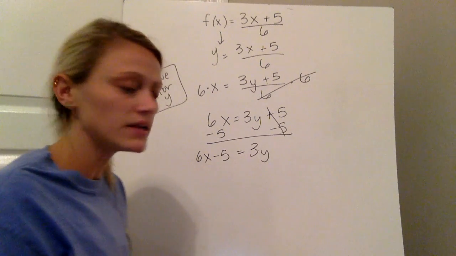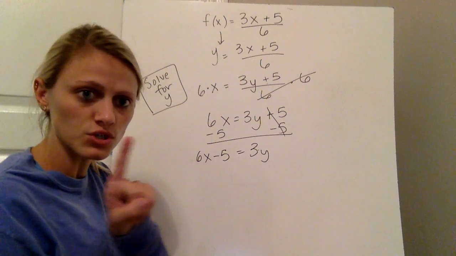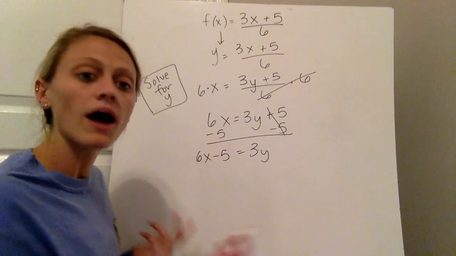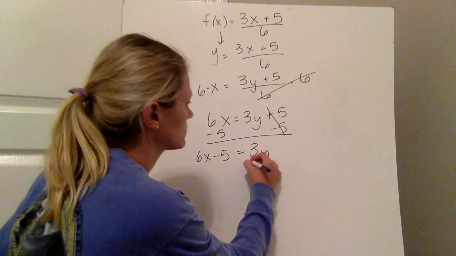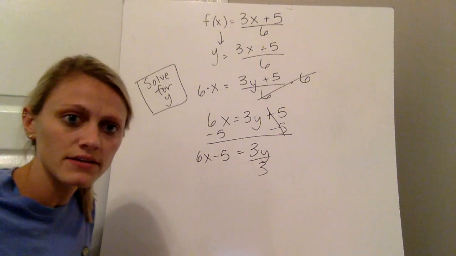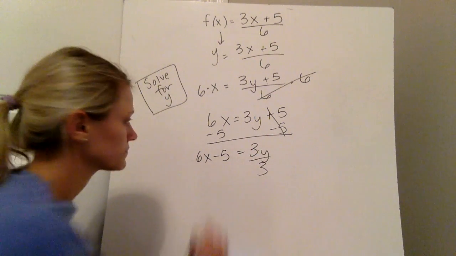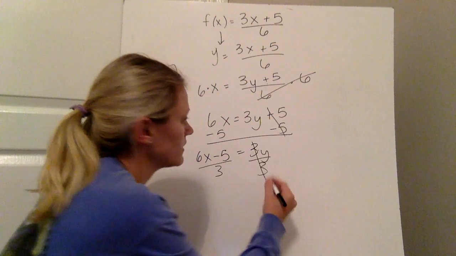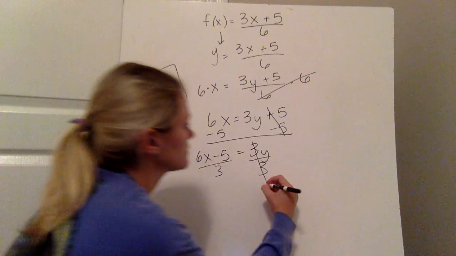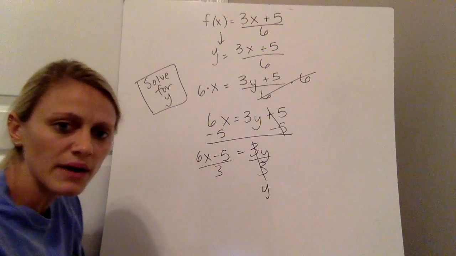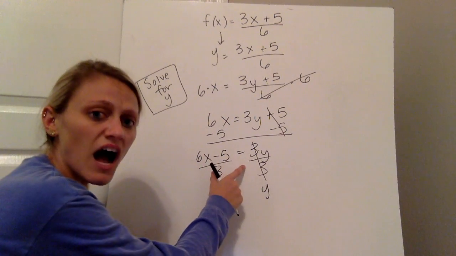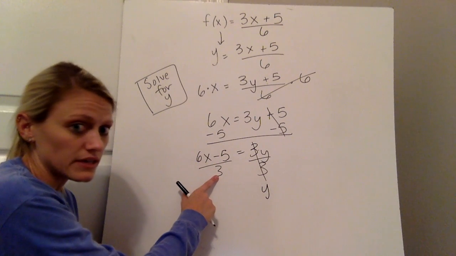They're being multiplied. So now we've got one more thing to do. We've got to get rid of this 3. It's being multiplied by the y, so obviously the opposite of multiplication is to divide. If we divide this side, remember, we've got to divide this side. The 3's cancel. Finally, I've got y by itself. So over here, I've got 6x minus 5 divided by 3.